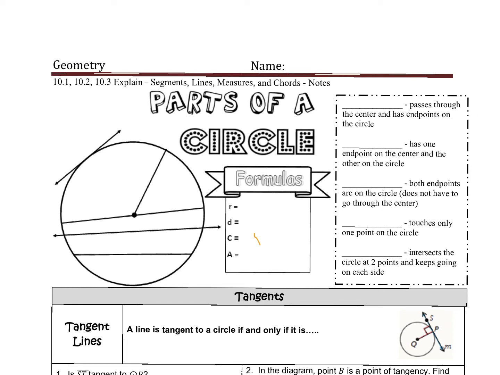Today we're going to be talking about parts of circles and different things about circles. So the first thing that we're going to be talking about is the diameter. It's the line that passes through the center and has endpoints on the circle. So my diameter is right here.